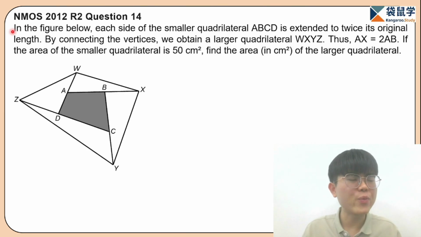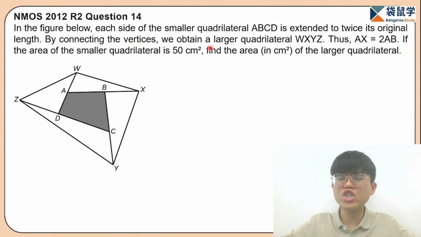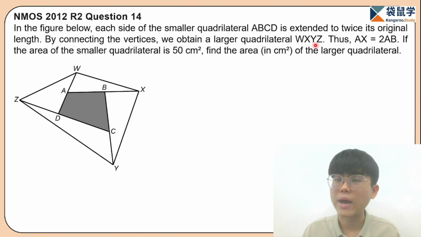So from this question, we know that in the figure below, each side of the smaller quadrilateral ABCD is extended to twice its original length. Or we say that for the ABCD here, you see that the length is extended. AB is extended, BC is also extended, to twice its length. By connecting the vertices, we obtain a larger quadrilateral WXYZ.